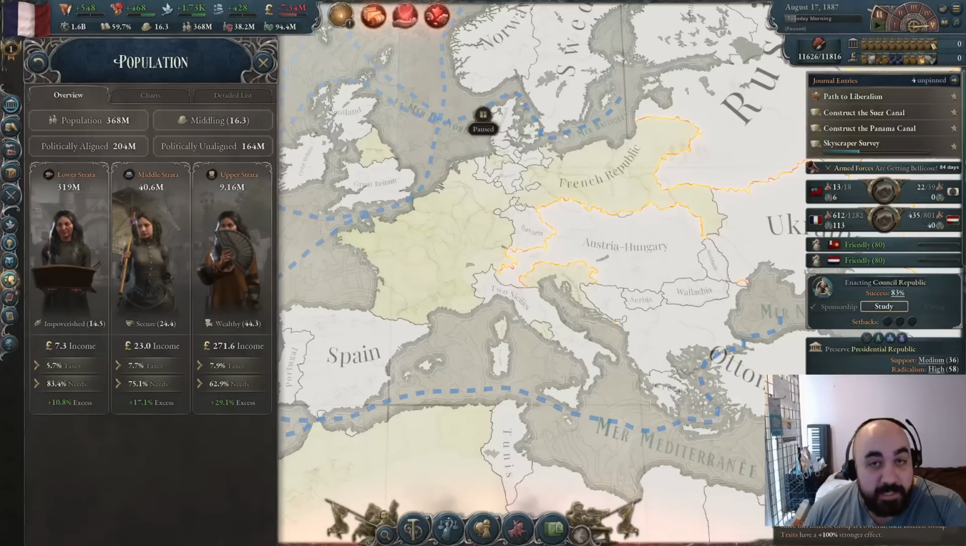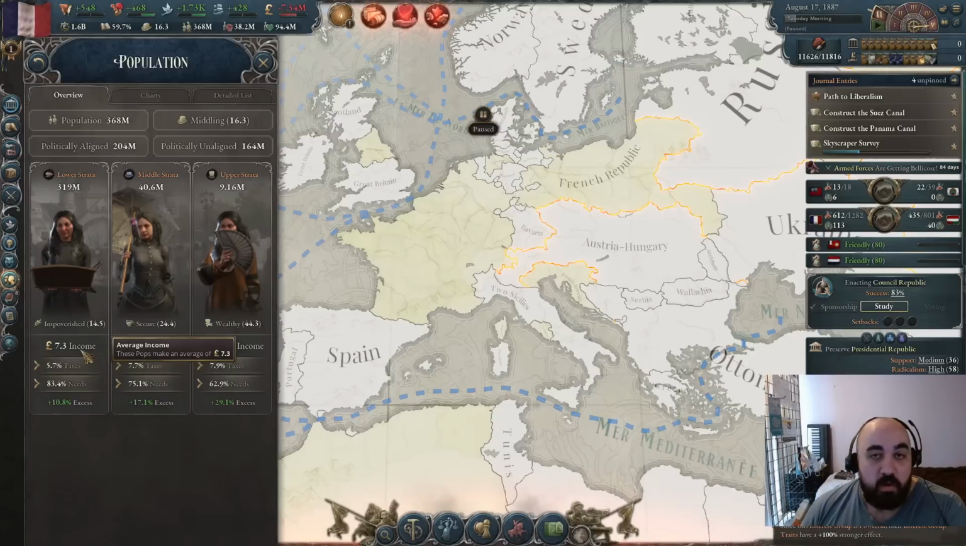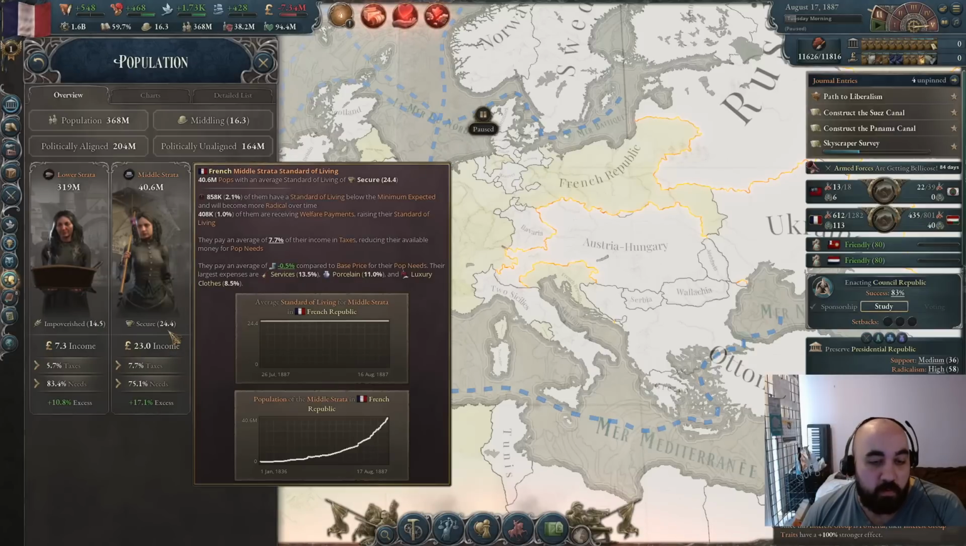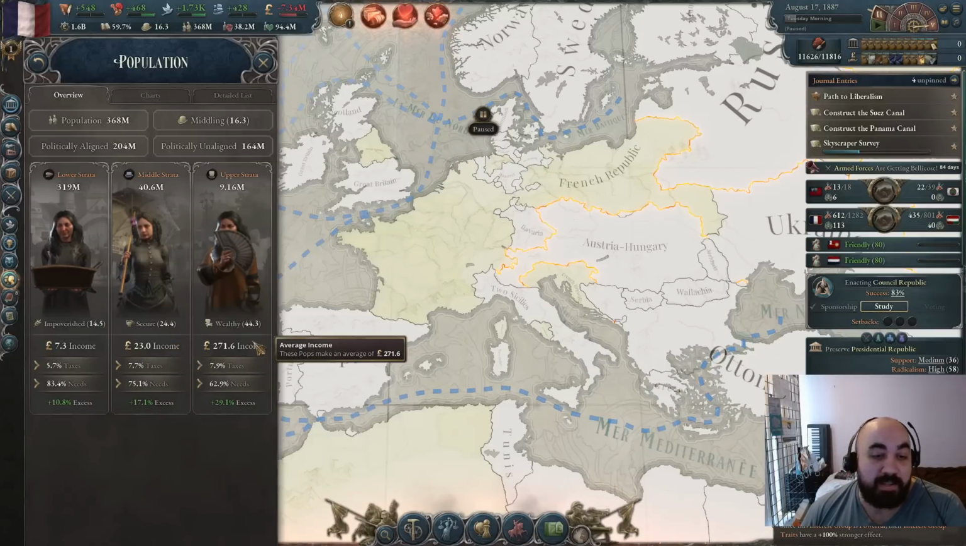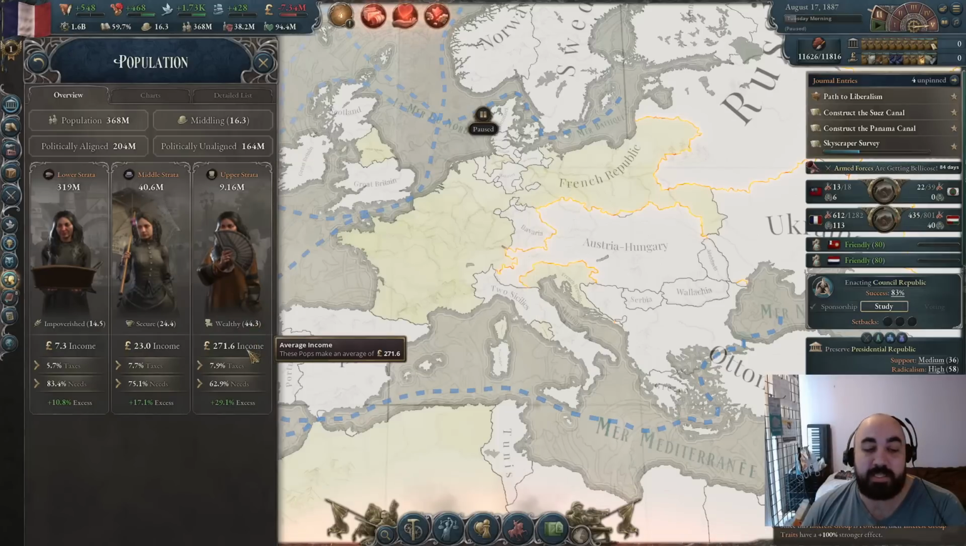So the strategy is to eat the rich. The reason being is that standard of living scales non-linearly, and there's a bunch of good effects from taxing the rich rather than the lower strata. What do I mean by non-linear? The standard of living of the lower strata is 14 here with an income of 7, so it's double the income. The middle strata is roughly equivalent, with an income of 23 and a standard of living of 24. And the upper strata is like a 1-to-7 ratio: the wealth is only 44 and the income is 271.